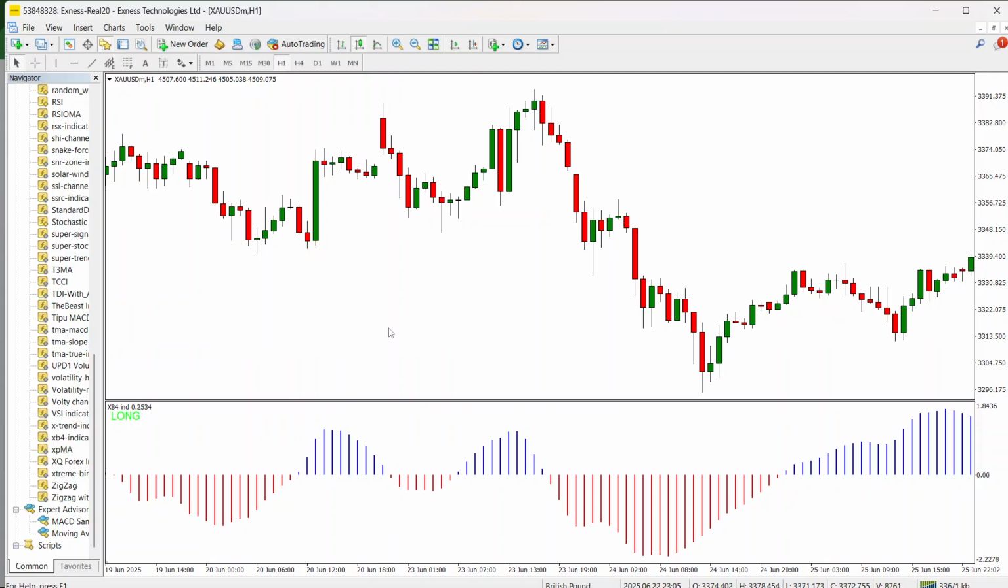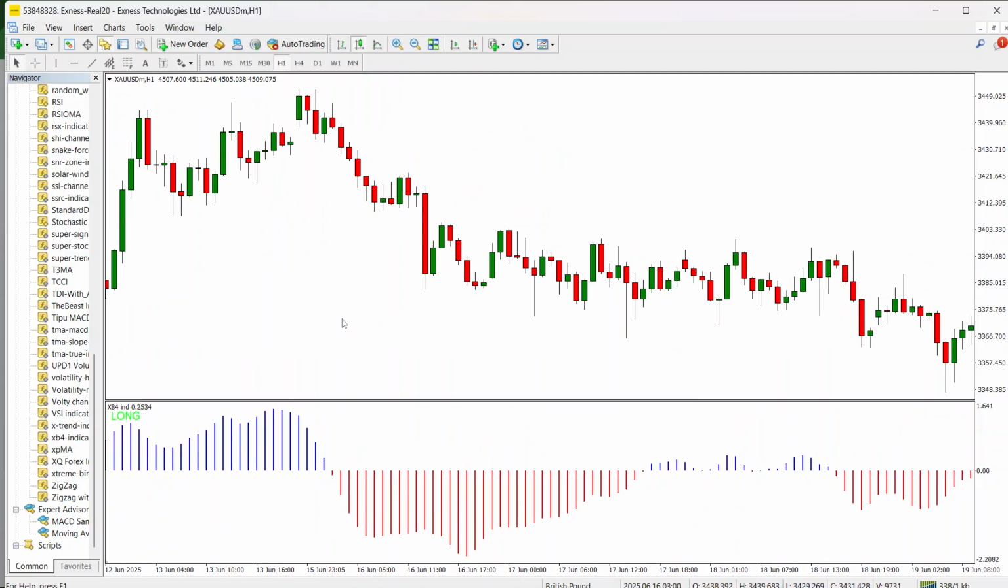A sell signal is generated when a red histogram forms below the zero level line. The longer the histogram moves away from the line, the stronger the downtrend. And traders should enter when the histogram changes color from blue to red, confirming bearish momentum.